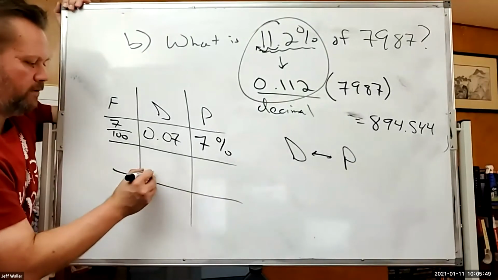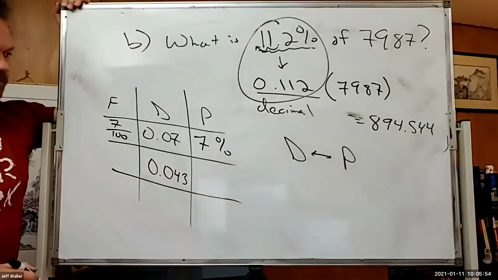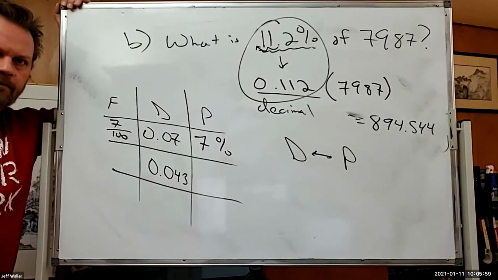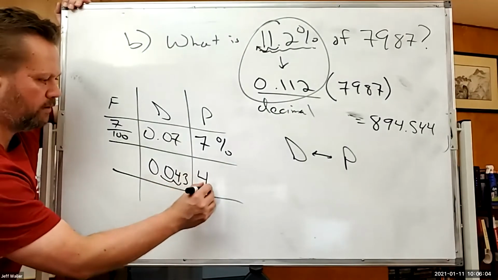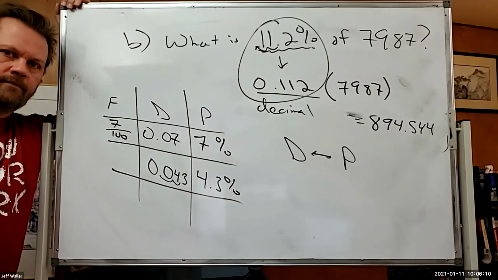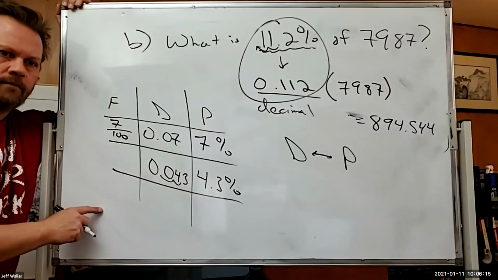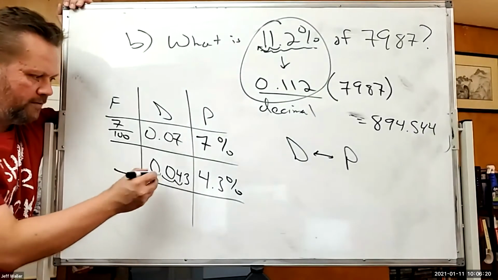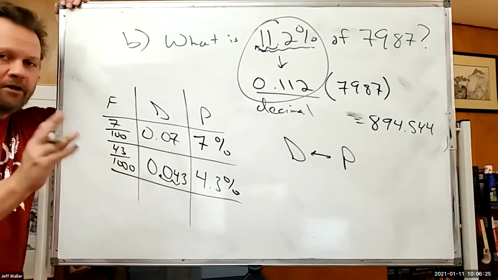So let's see. What about 0.043? What is that as a percent? 4.3%. Yeah, because now I'm going to move it once, twice that way. Now here's where things get interesting. What's the fraction answer for this? 43 over 1,000. Yes. Tenths, hundreds, thousands. 43 over 1,000.